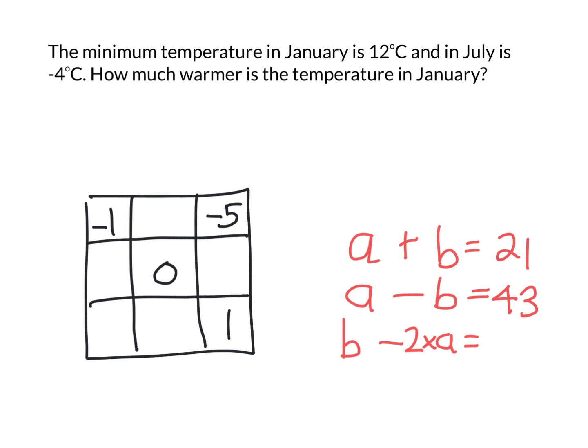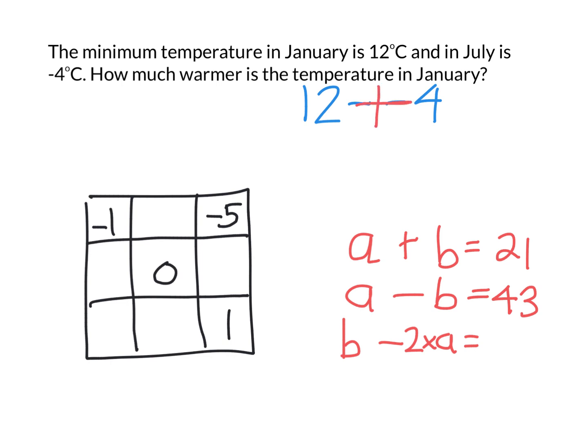So we go 12 degrees in January, subtract the -4 in July. That will tell me the distance between these two numbers. In other words, by how much we need to increase this number to get that one. So we know that 12 minus -4 is the same as 12 plus 4.